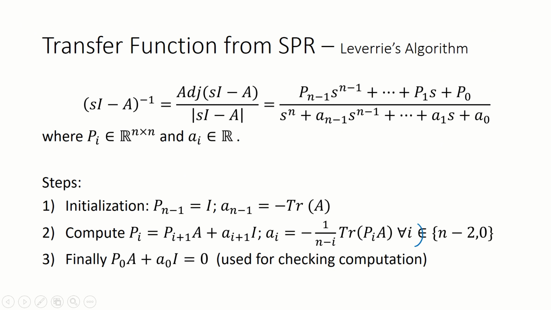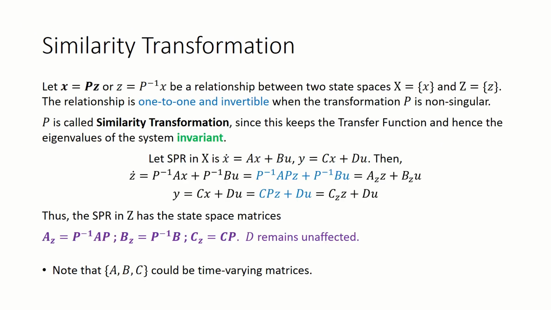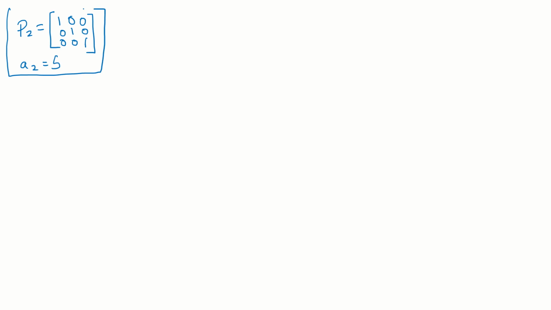P0, sorry, I think we lost it probably. Yeah. So I will just write down once on this side what we had obtained before. So we had obtained P2 equals to 1 1 1, A2 equals to 5. This is one set we had with us.